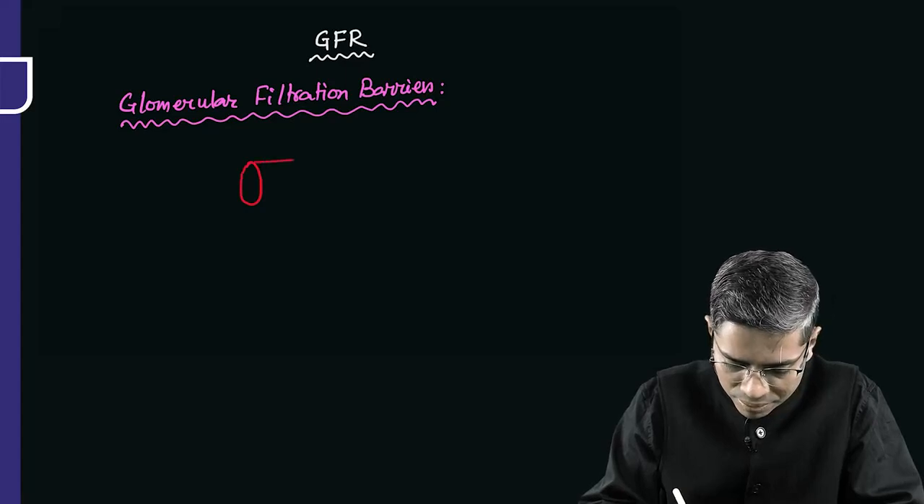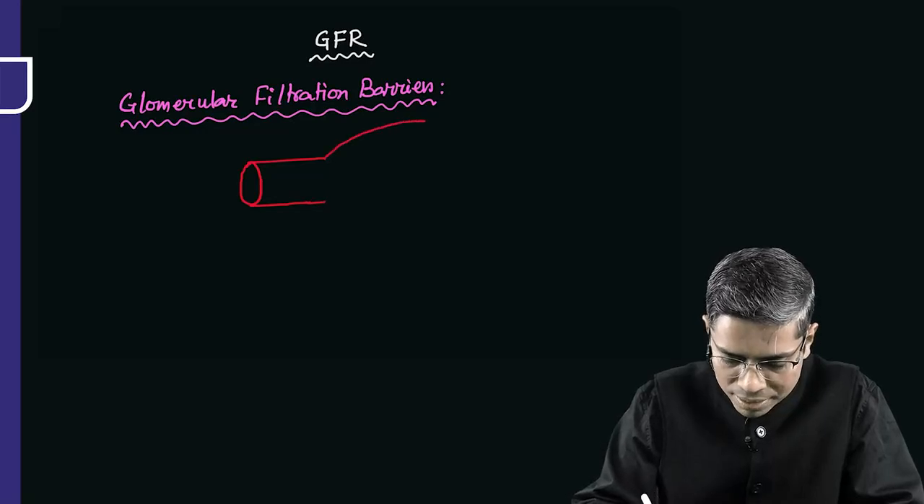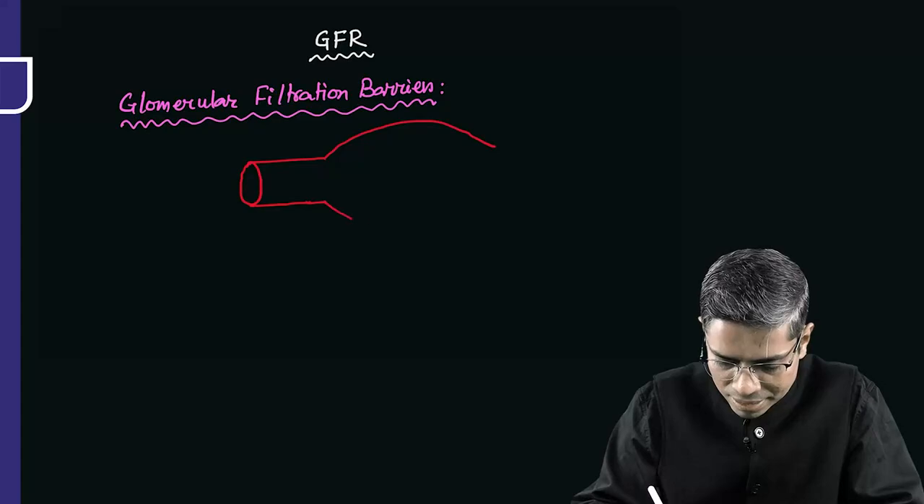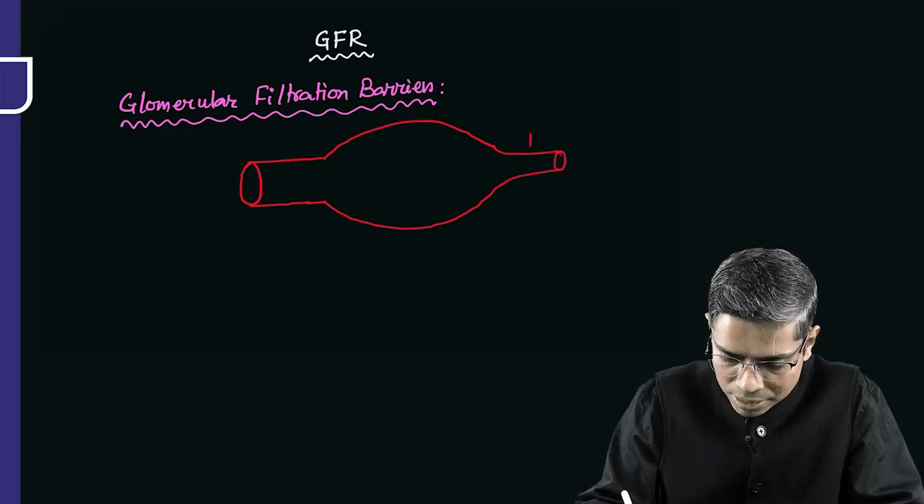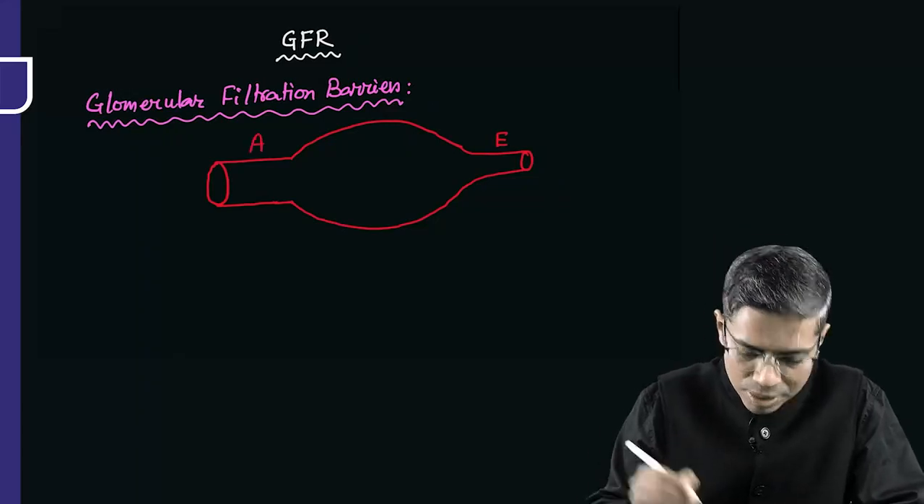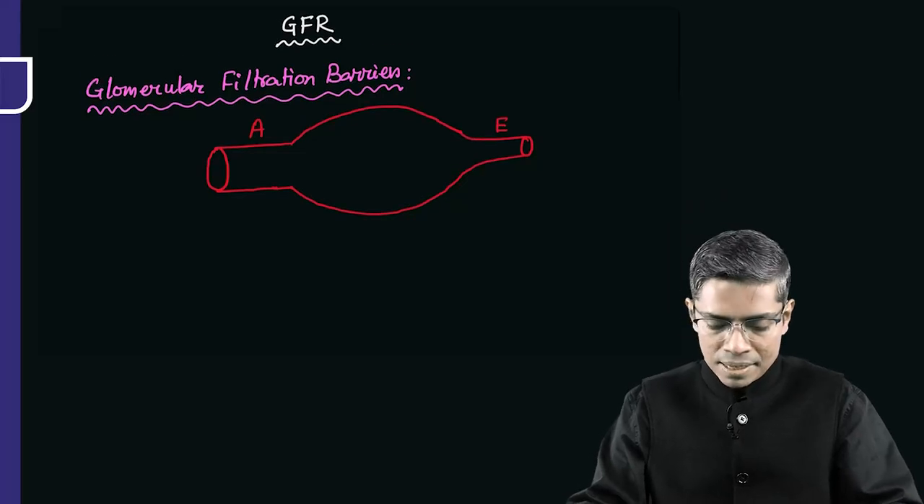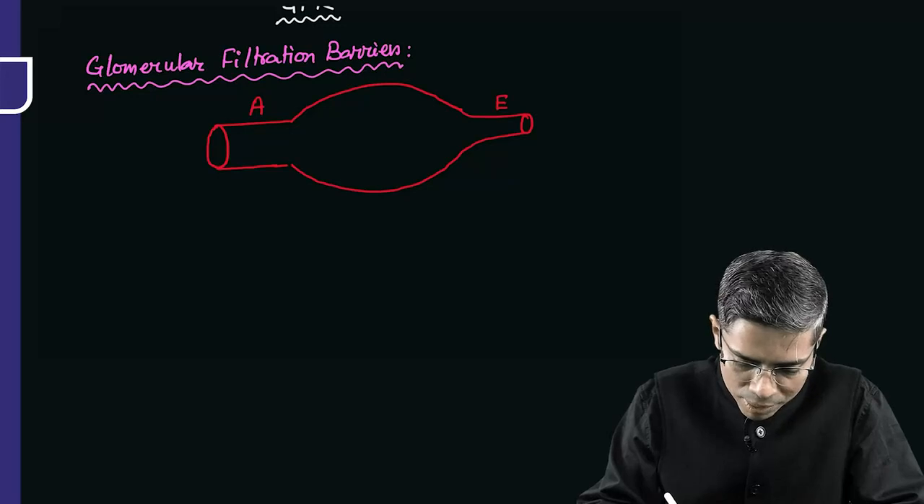Suppose this is your afferent arteriole. Okay, it is giving rise to glomerular capillary. So the schematic diagram of the glomerular capillary, and this is the efferent arteriole. So all of you know that the diameter of the efferent arteriole is little lesser than that of the afferent arteriole. Okay, and this glomerular capillary is surrounded by Bowman's capsule.